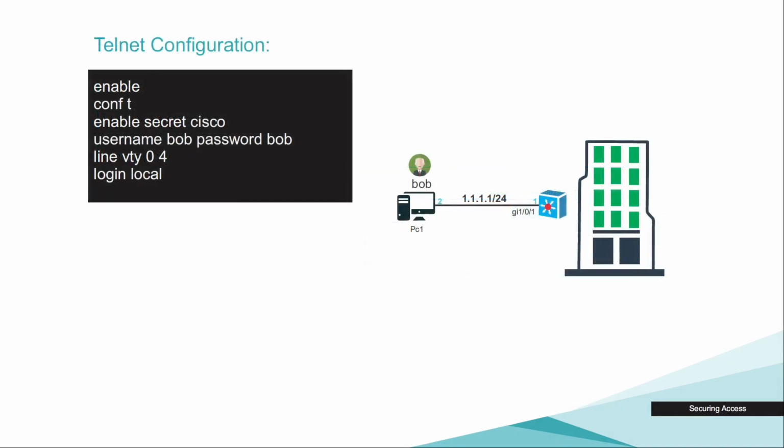So let's take a look at Telnet configuration. In order to configure Telnet, we need to have an IP address for our PC and an IP address for the device we are trying to Telnet into. After that, we need to create an enable password or enable secret. Then we need to create a username and password. After that, we need to access line VTY and choose the method we use in order to access our device using Telnet.